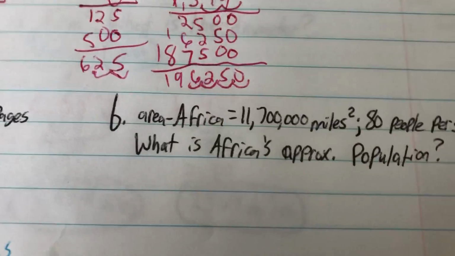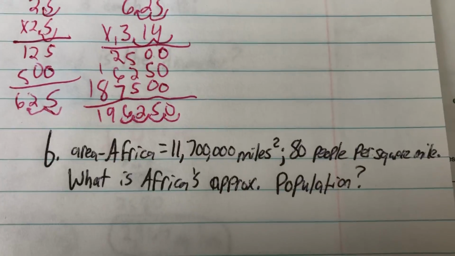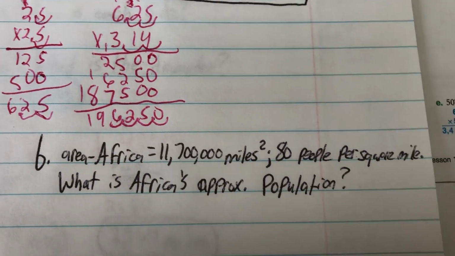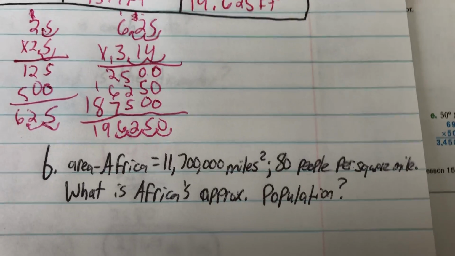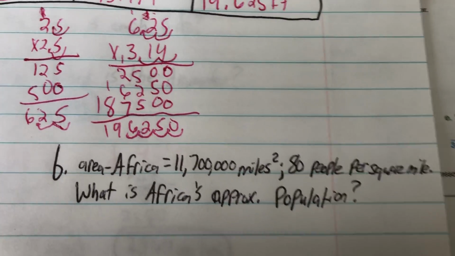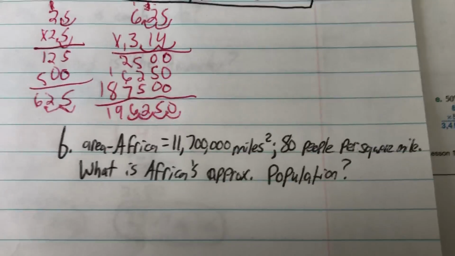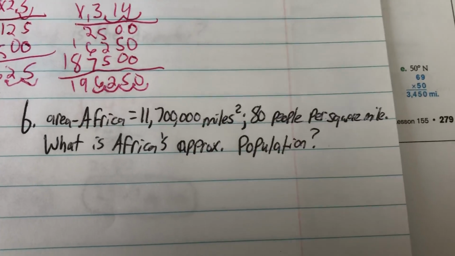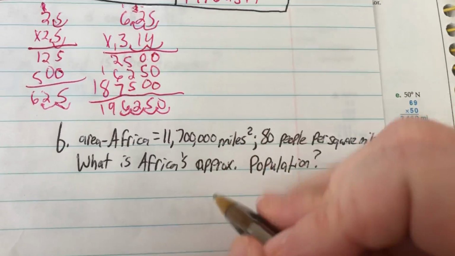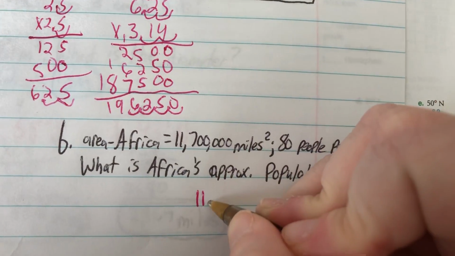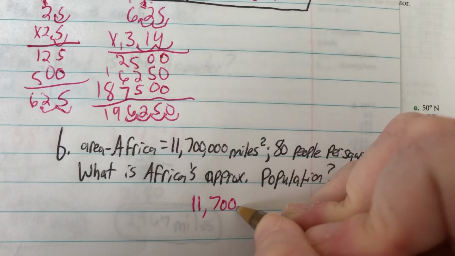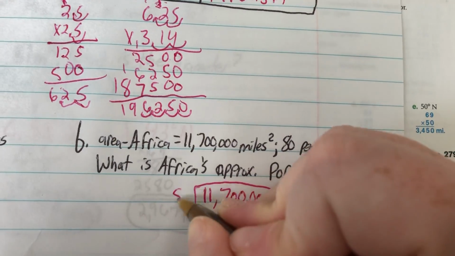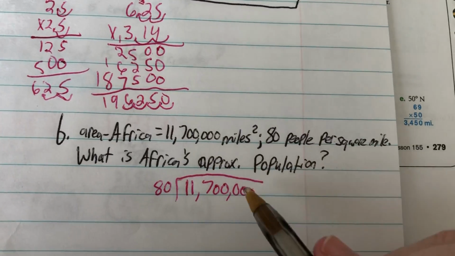Okay, and then B, the area of Africa is approximately 11,700,000 miles squared, and there are approximately 80 people per square mile. It wants to know what Africa's approximate population is. Well, if I have 11,700,000 miles and 80 people per square mile, then I'm going to divide. So I'm going to do 11,700,000 divided by 80. I want to know how many times 80 goes into that.